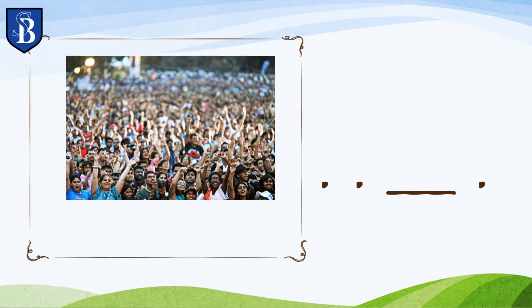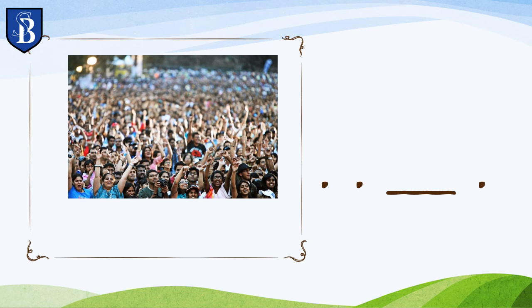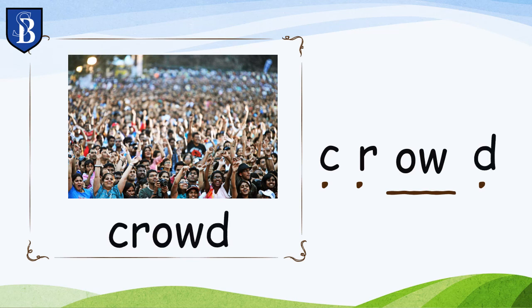So how did you do? The start of the word crowd has a k sound written using a C, so we need the letter C, then an R for the sound, then we need that digraph ow written using an O and a W, and finally we need the letter D. Crowd, C-R-O-W-D. Let's try another word.